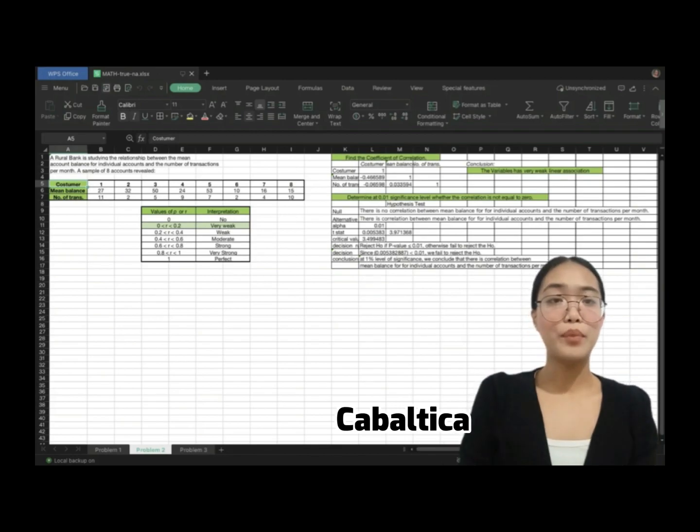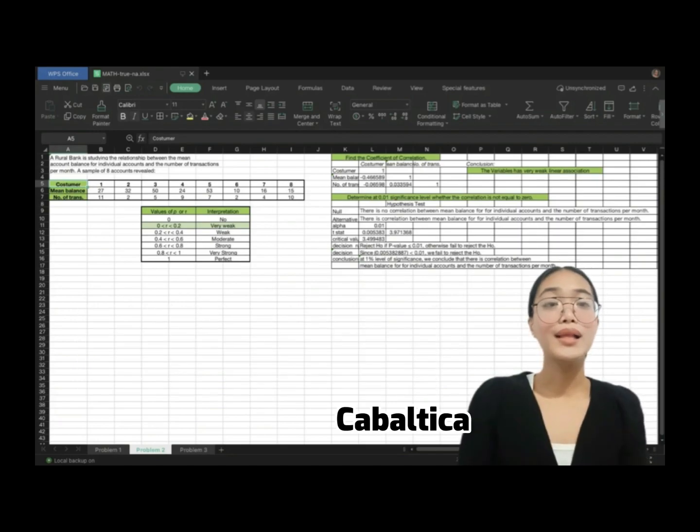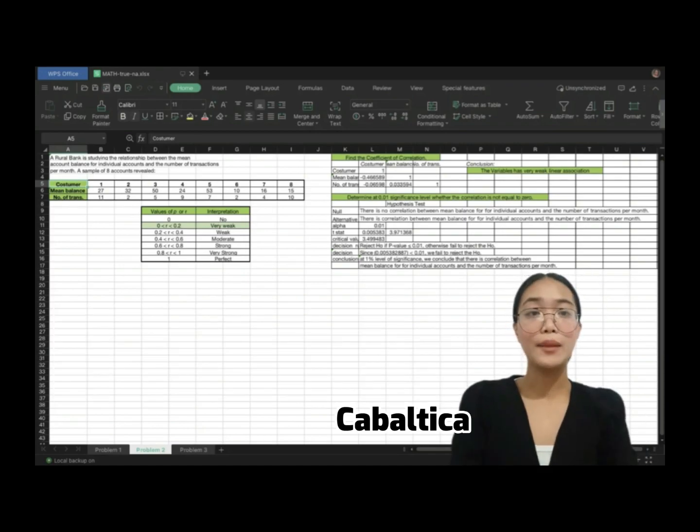To state the null hypothesis in words, we can say that there is no correlation between mean balance for individual accounts and the number of transactions per month. While the alternative hypothesis is the opposite of the null hypothesis. So we can say that there is correlation between mean balance for individual accounts and the number of transactions per month. For the alpha or the level of significance, it is 0.01.